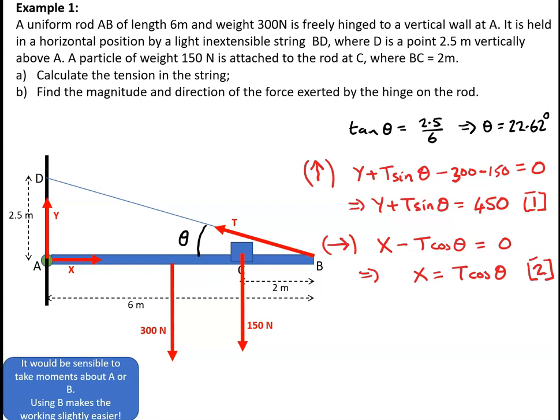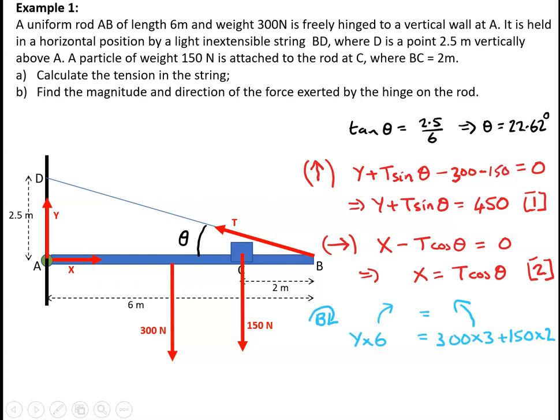The clockwise moment is provided by Y and is going to be Y times 6. The anti-clockwise moments are going to be provided by the 300 and the 150. The anti-clockwise moment of the 300 is going to be 300 times 3, and the anti-clockwise moment of the 150 is going to be 150 times 2. So taking moments about B, we have anti-clockwise equals clockwise, so Y times 6 equals 300 times 3 plus 150 times 2, which tells me that 6Y must be 1200. In other words, Y must be 200 newtons.